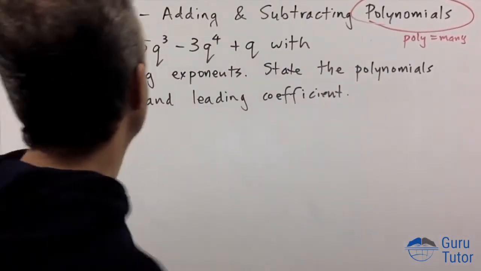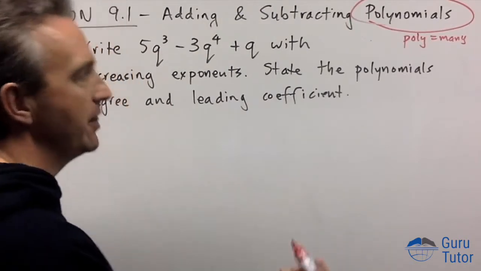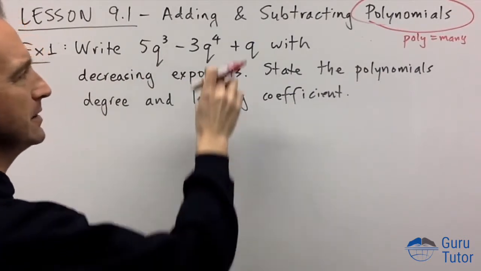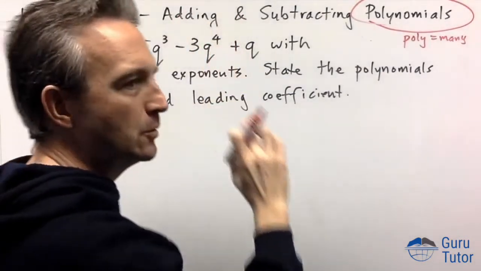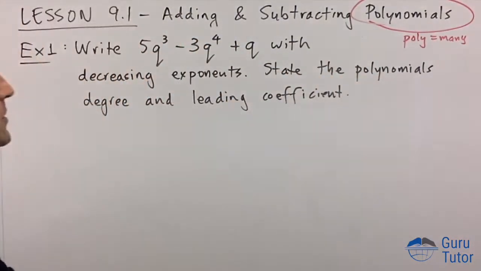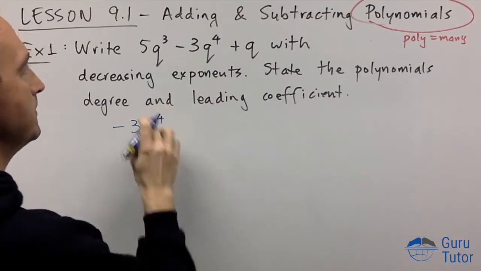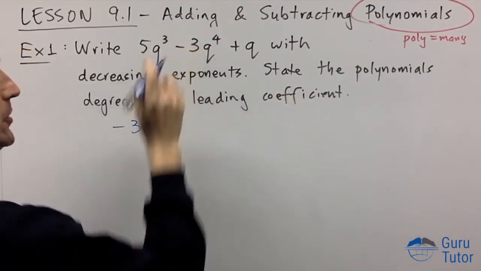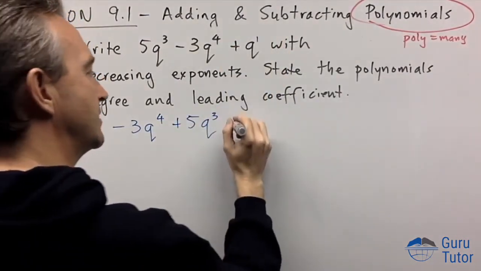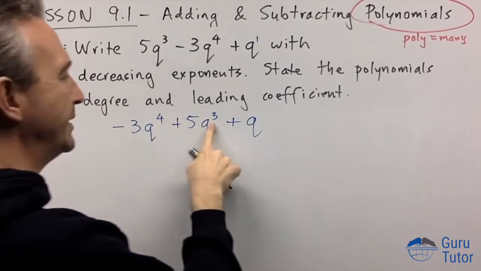So let's try example 1. What we have here is a polynomial. 5q cubed minus 3q to the power of 4 plus q. That is a polynomial. What we're going to do is write this with decreasing exponents. So you see the term with the largest exponent is in the middle? We actually like to write it with the largest exponents on the left, and then we have the exponents going down. Let's do that. So rewriting that, we put this one first, minus 3q to the 4. And what's the next highest exponent? Cubed. It's going to be plus 5q cubed. And then we've got, this is a q to the power of 1, isn't it? So that goes last, plus q. So this is like a standard form for how we write polynomials, with the exponents going down.